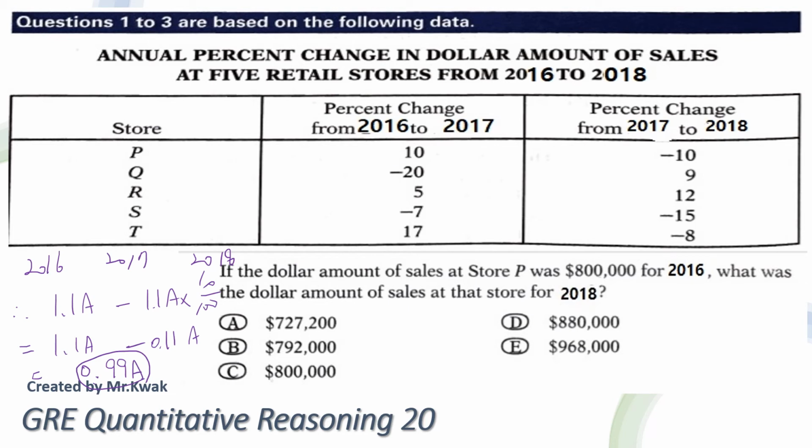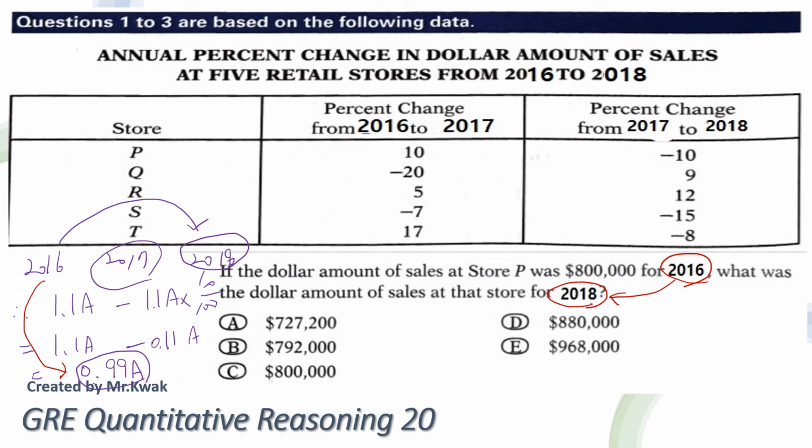I'm sorry, there was a little bit of a typo. So compared to 2016, in 2018 the change of percent could be done this way: 1.1A minus 1.1A multiplied by 10%, because the sales of 2017 was 1.1A. So we can specify the sales of 2018 as 0.99A compared to 2016, not compared to 2017, guys. It's kind of complicated, but from 2016 to 2018, we have to think about the change.